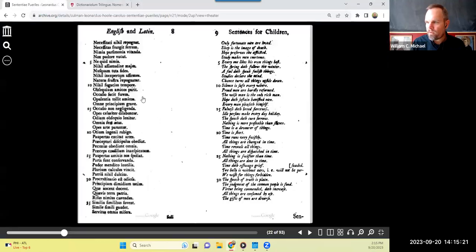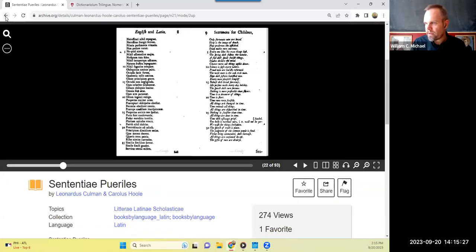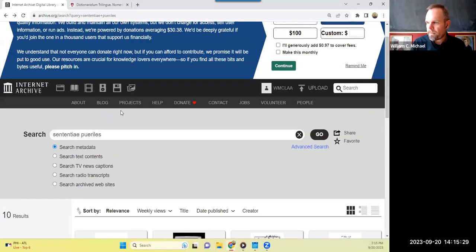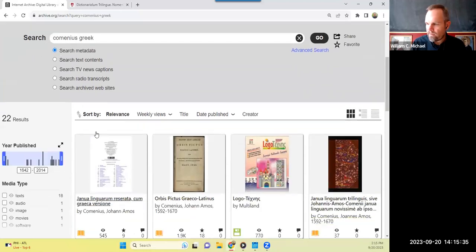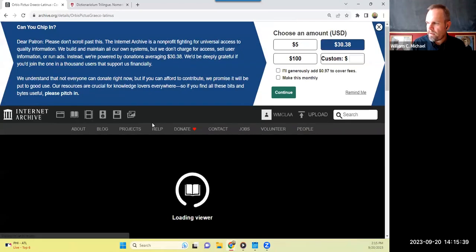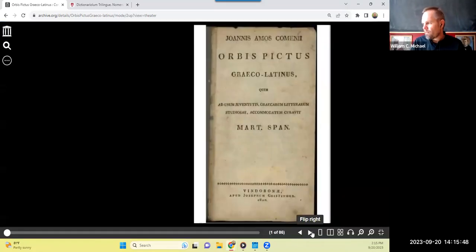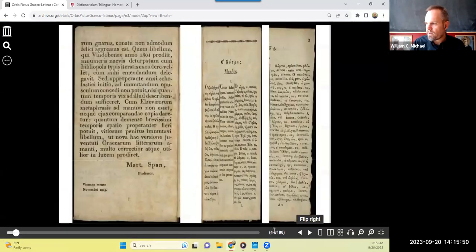if I go back to archive.org here, I might be able to find Comenius in Greek. Let me just check real quick. Let me see if I can find it. Yeah, here it is. Orbis Pictus, same book. Comenius's book in Greek and Latin. Just expand this a little bit.